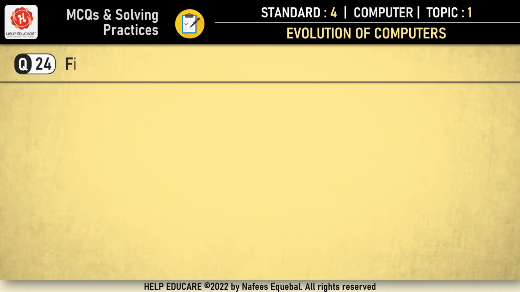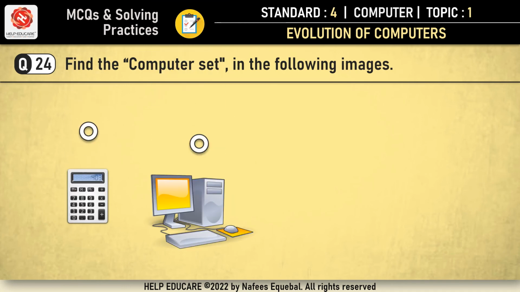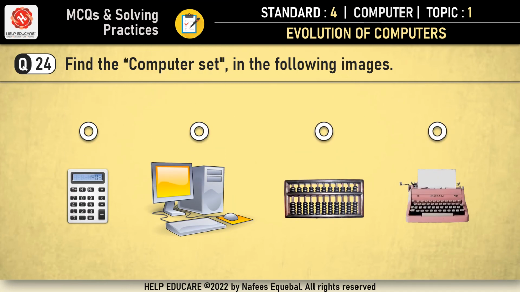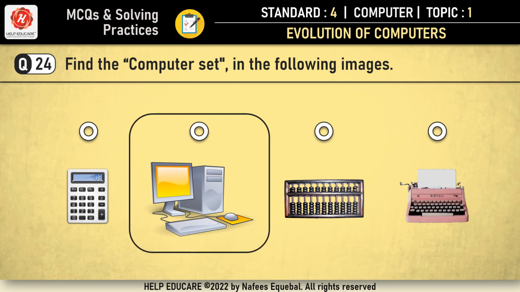Question number 24. Find the computer set in the following images. Answer will be displayed in 10 seconds. Second option is correct. First machine is an image of a calculator. Third is an image of an abacus, while fourth is a manual typewriter.